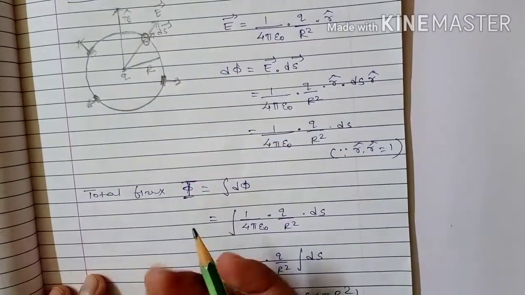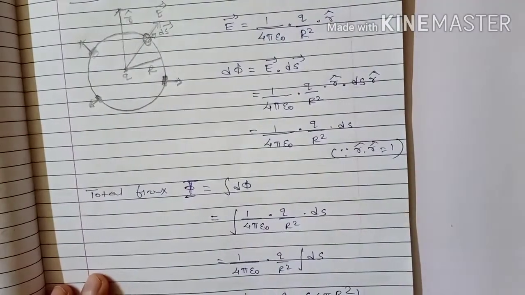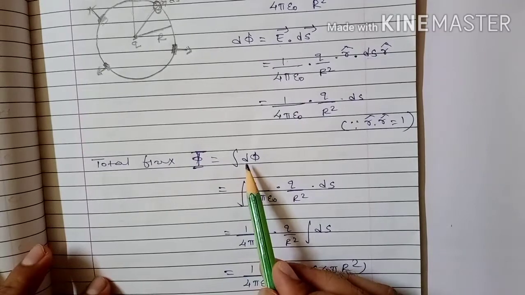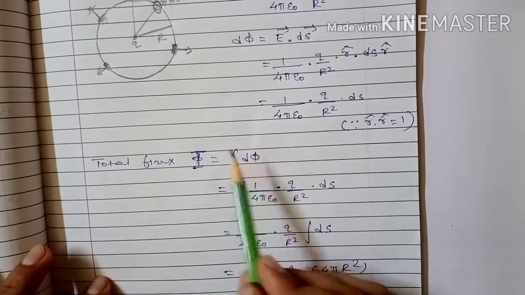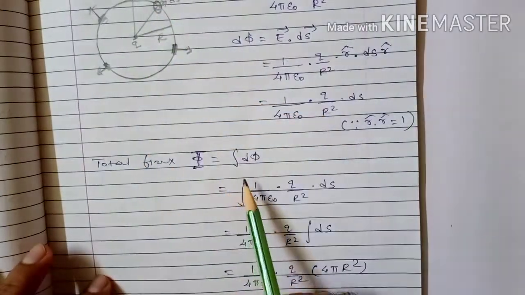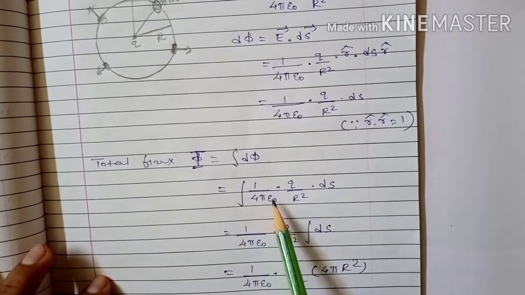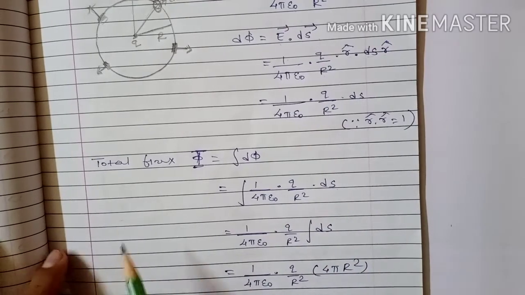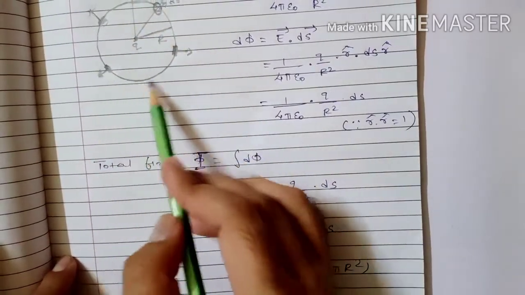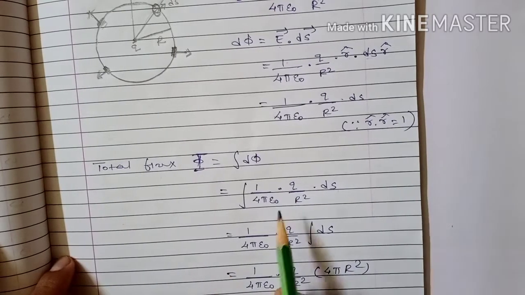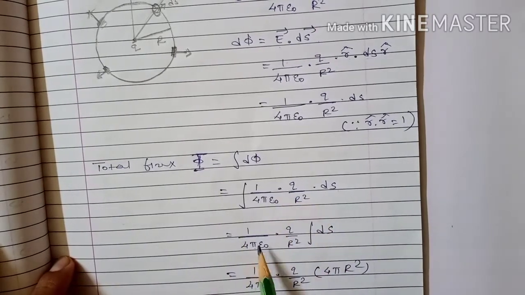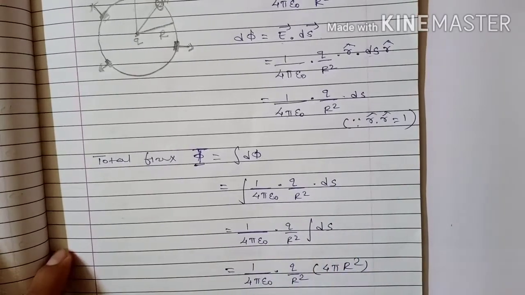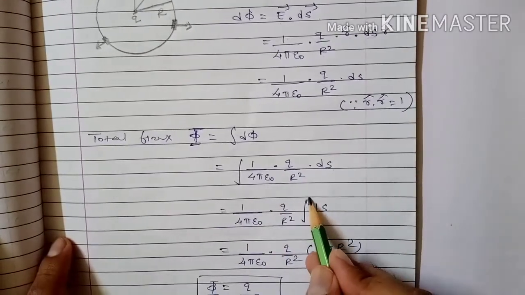If we have to find the total flux linked with this sphere, with this closed surface, then total flux phi is equal to the integration of electric flux linked with a small area element. So phi is the integration of 1 upon 4 pi epsilon naught q by r square into ds. But we know that the electric field is the same at each and every point on the surface of the sphere. So we can take this electric field outside the integration: 1 upon 4 pi epsilon naught q by r square, integration ds.